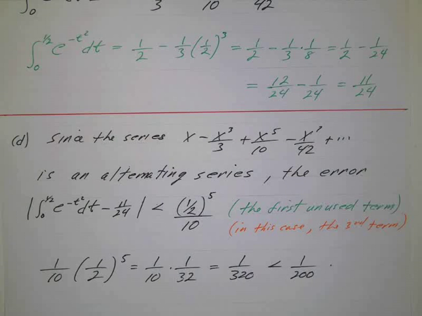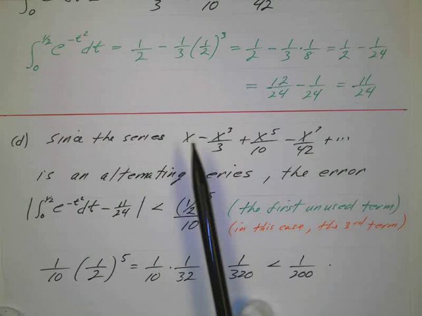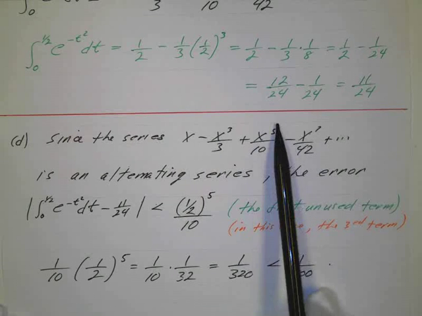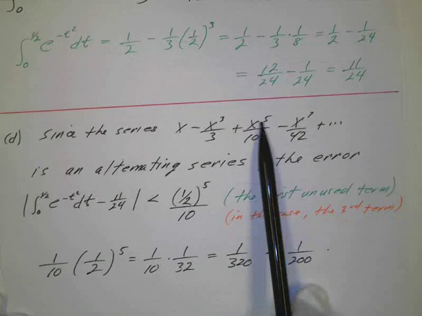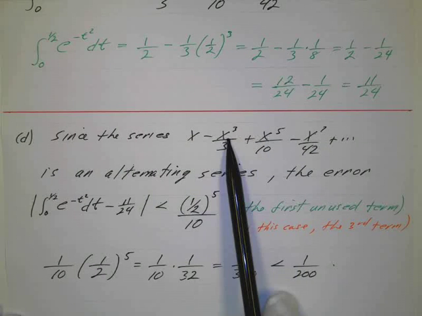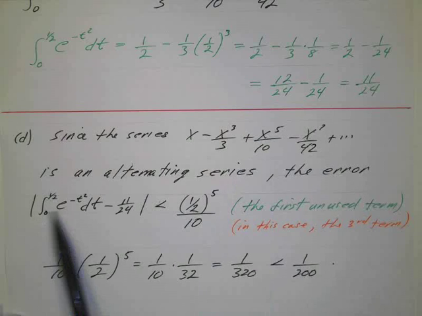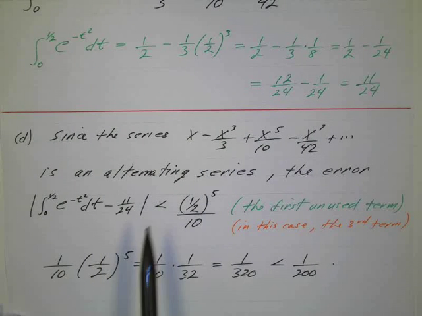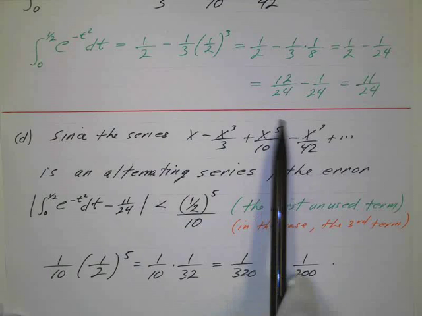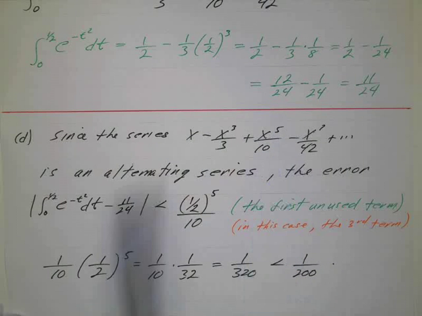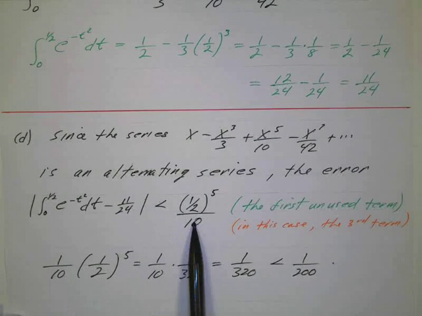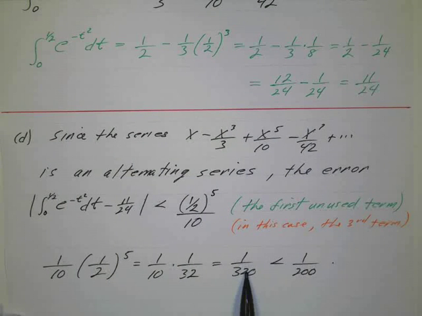Then the error in the approximation will be the first unused term. We're using the first 2 terms to make the approximation, so the first unused term is the third, and that's going to be my error. That's as simple as that. So if we're using 2 terms for an alternating series, the third term is the error bound. My actual value minus my approximation will be less than the third term. That's 1/2 to the 5th over 10, so 1/10 times 1 over 32, which is 1 over 320.